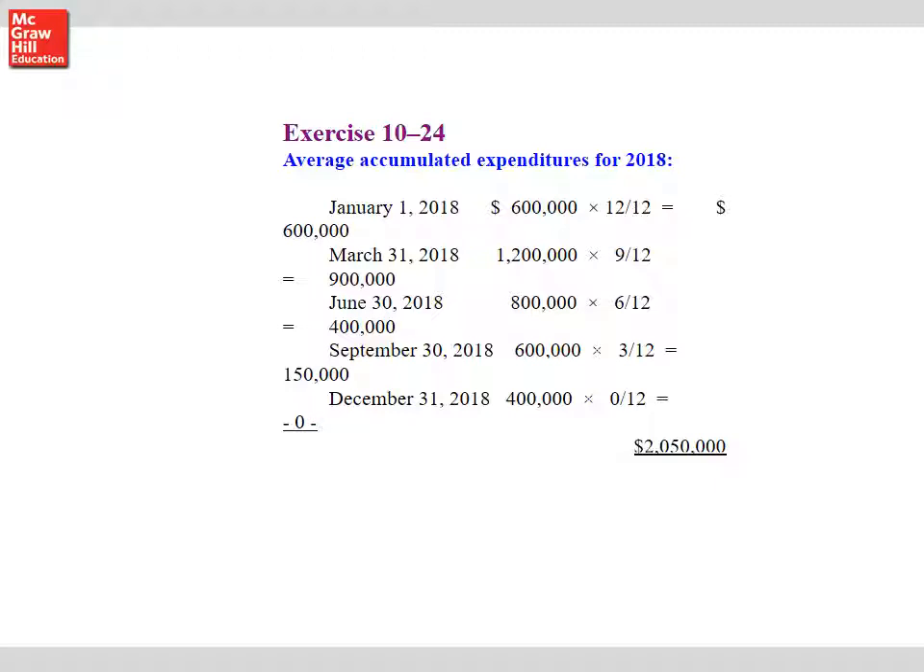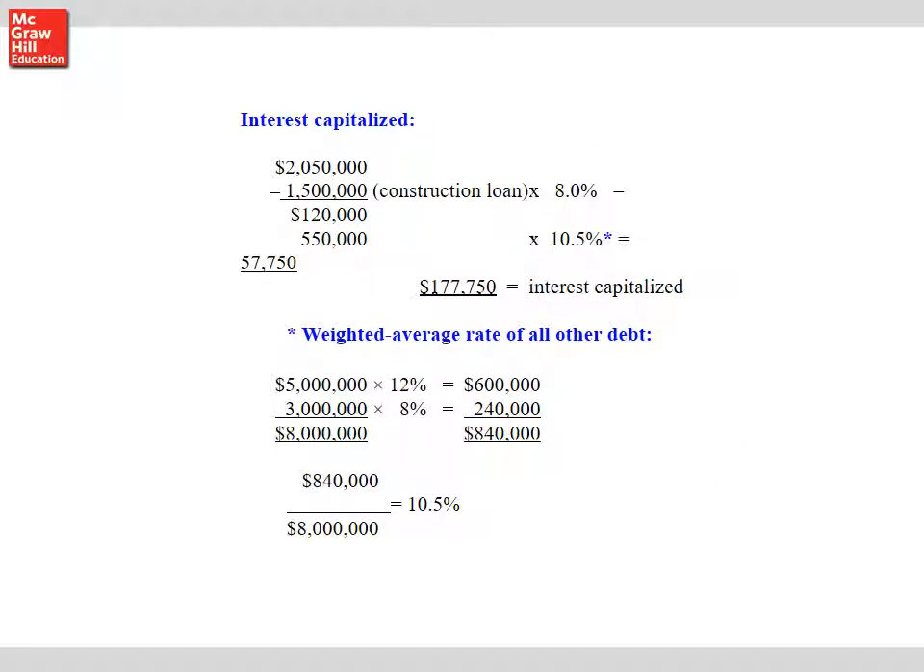So we add up the 600,000 plus the 900,000 plus the 400,000 plus the 150,000. $2,050,000 are the expenditures from our construction that will be used to calculate interest. Now, when we're calculating interest, the first question we ask is there a loan specific to the construction? Oh yeah, $1.5 million. So the first $1.5 million of that $2,050,000, we will calculate interest at 8%.